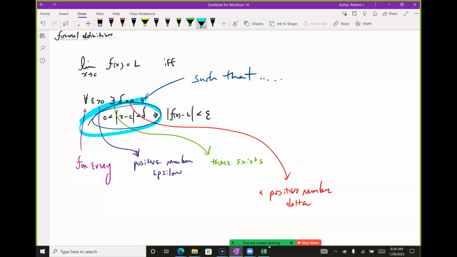I see a greater than. Greater than what? 0. Exactly, the 0 is less than the absolute value of x minus c. And so it's saying I can't just plug in c. And then what part of it says I'm going left and right? What part of this blue circle here is saying I'm going left and right of c?